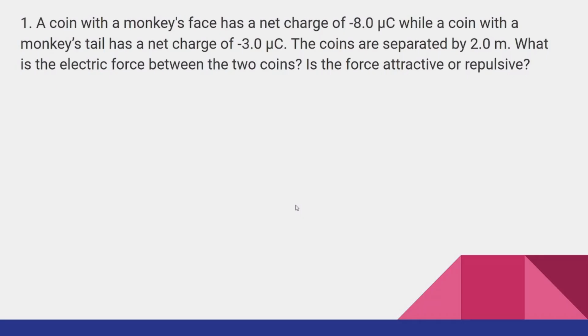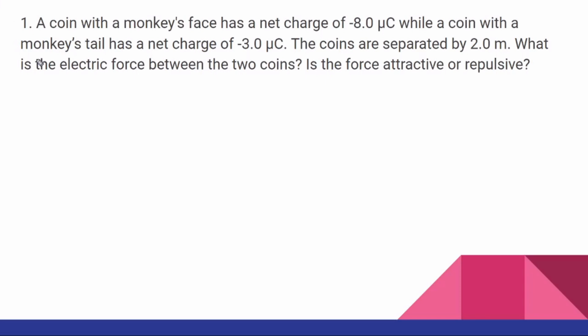Now for the first question. A coin with a monkey's face has a net charge of -8 microcoulombs, while a coin with a monkey's tail has a net charge of -3 microcoulombs. The coins are separated by 2 meters. What is the electric force between the two coins? Is the force attractive or repulsive?